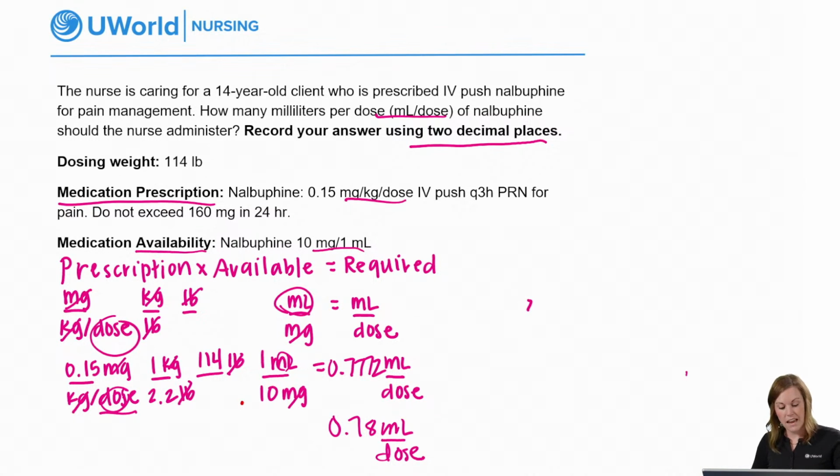And again, we have to have that 0. We want that leading 0, so there's no error that this is going to be like 78 milliliters per dose. So we always want to include that 0. All right, so that's our answer.